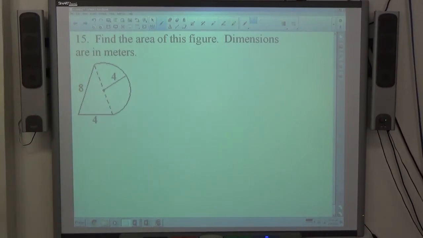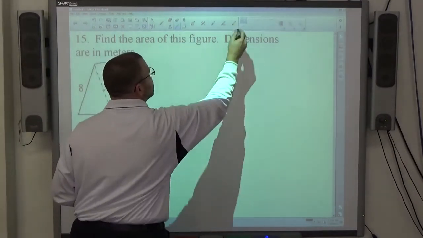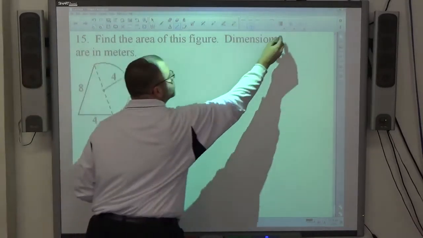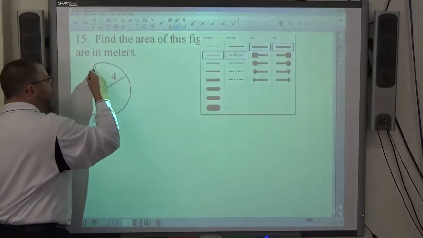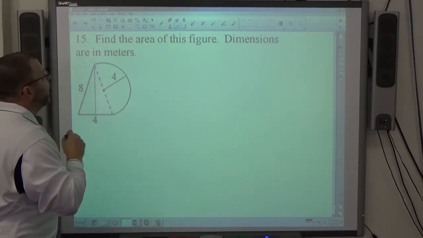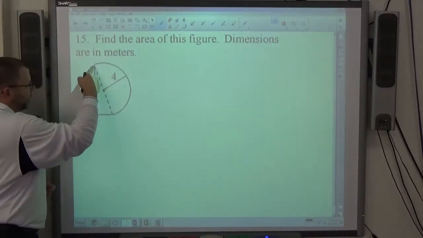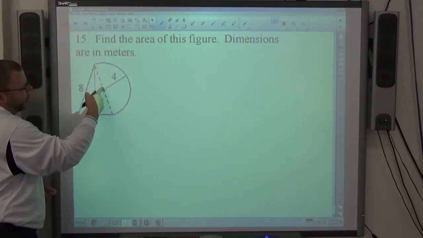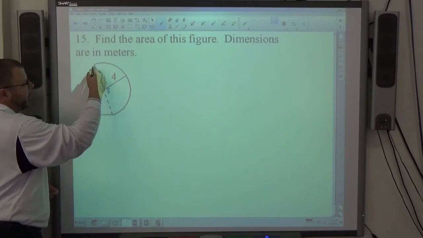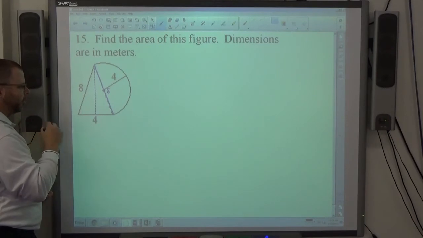15, find the area of this figure. Dimensions are in meters. The figure is a triangle with a semicircle attached to it. So looking at the triangle, I need to know the height of the triangle in order to find the area of the triangle. And what allows me to find the height is the fact that this side over here is 8, a radius of 4, and a radius of 4 makes a diameter of 8. So this side and that side are the same, making an isosceles triangle.